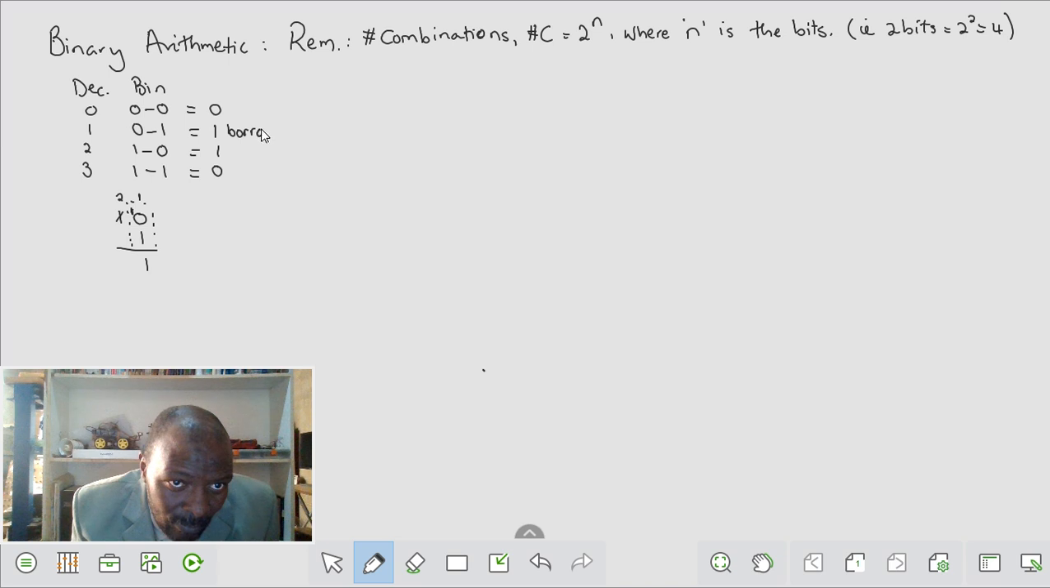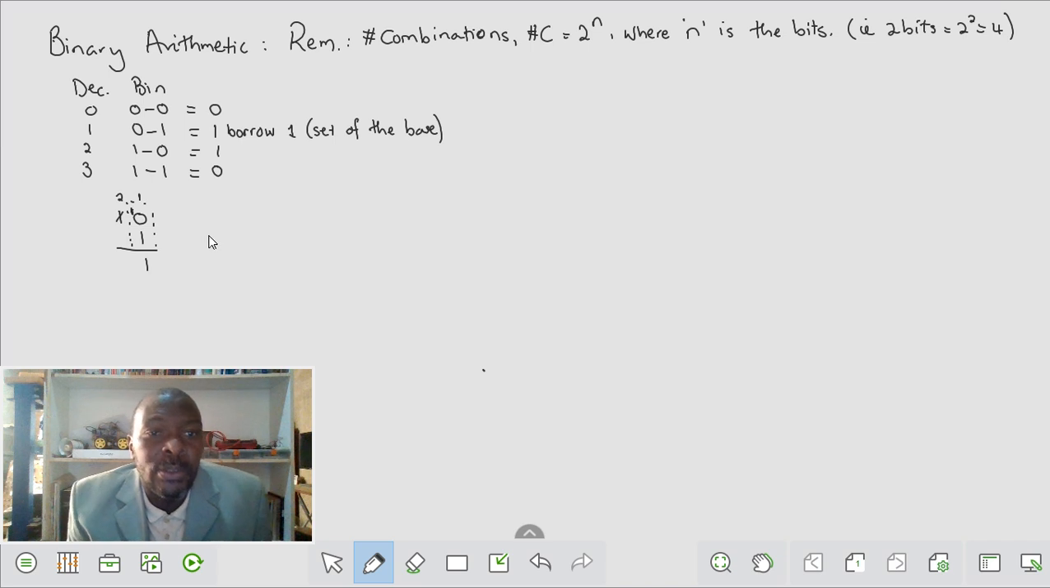Because we borrowed one set of the base. We saw with 10 we borrowed a set of 10. With base 2 we borrow a set of what? We say 1, but then we say 2, because we borrowed a set of 2's. So we borrow a set of the base.